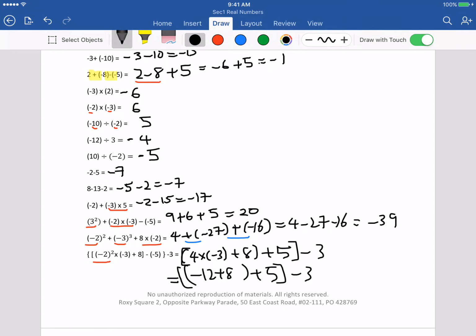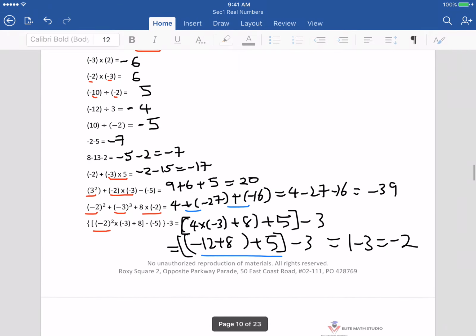Okay, the next step we can straight away go and simplify what's inside so that you can save some time. So it's actually equal to negative 12 plus 8, which is actually negative 4. Negative 4 plus 5 is actually 1. 1 minus 3 is simply negative 2. That's the answer.